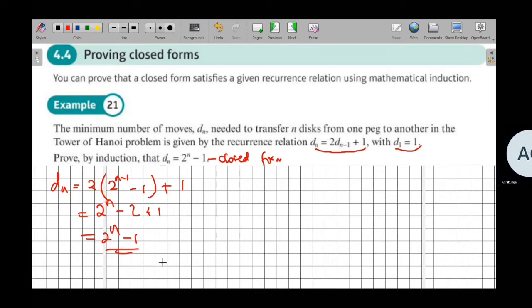Correct? But that's not the method we're using right now. This is the method we did previously. We are going to use induction. So when we're using induction, what do we do? First of all, you're given what? You're given the initial condition.